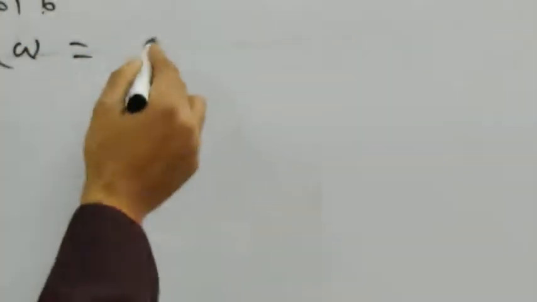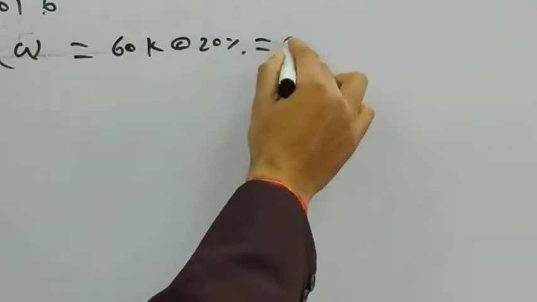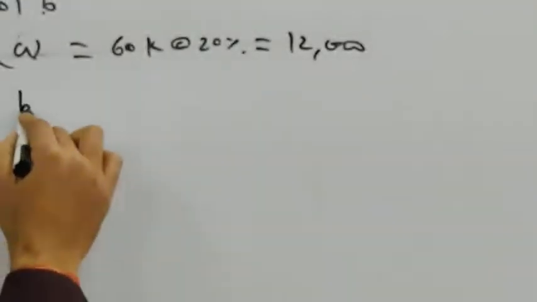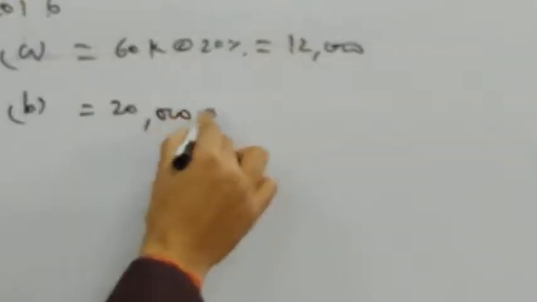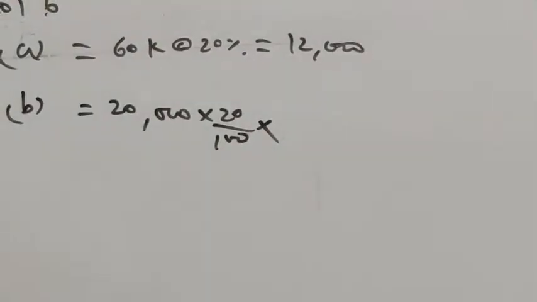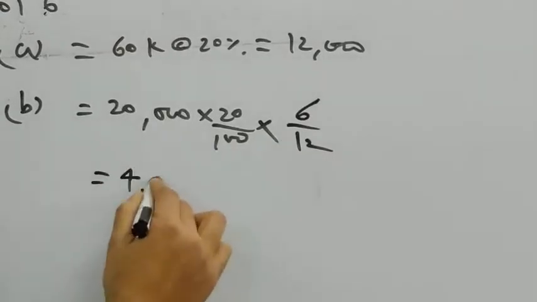So for 2016, now in 16 we have two machines. A, so 60,000 into 20% equals 12,000. And another machinery is purchased on 1/10/16. So B machine 20,000 into 20% into 6/12. Clear? So that comes to 4,000.